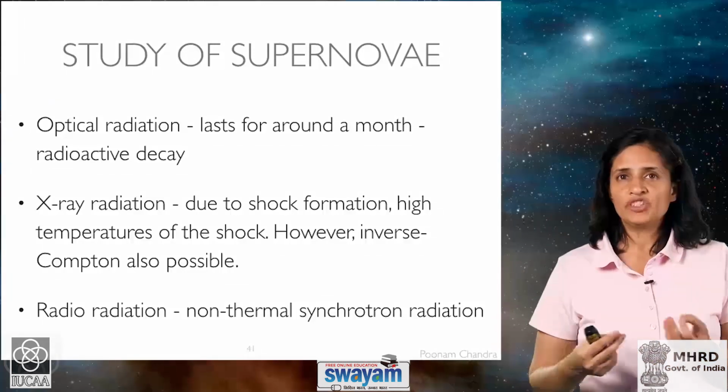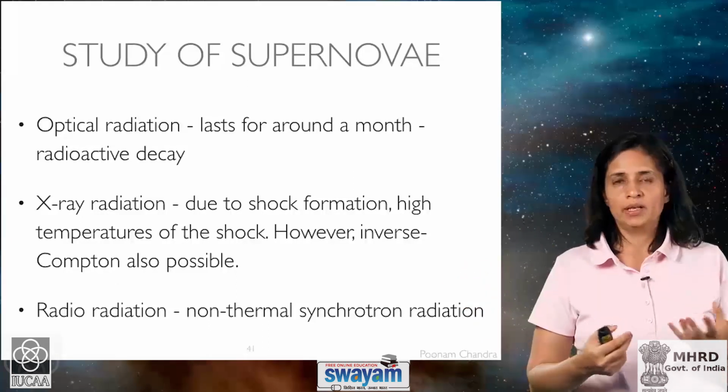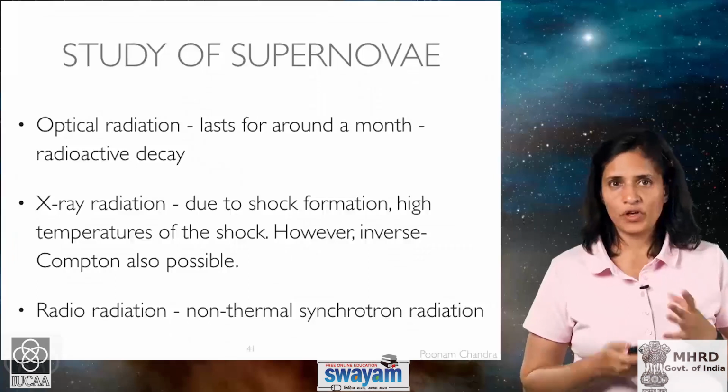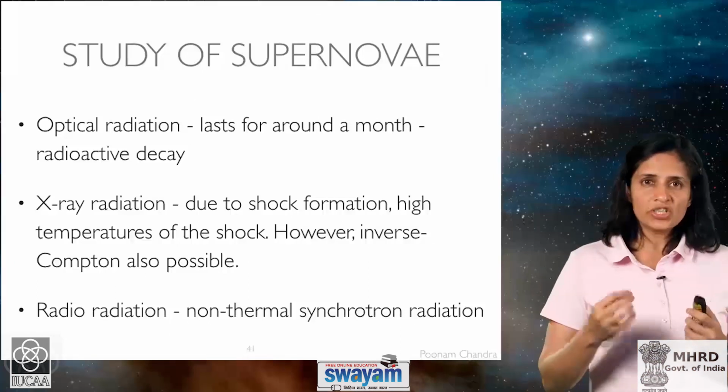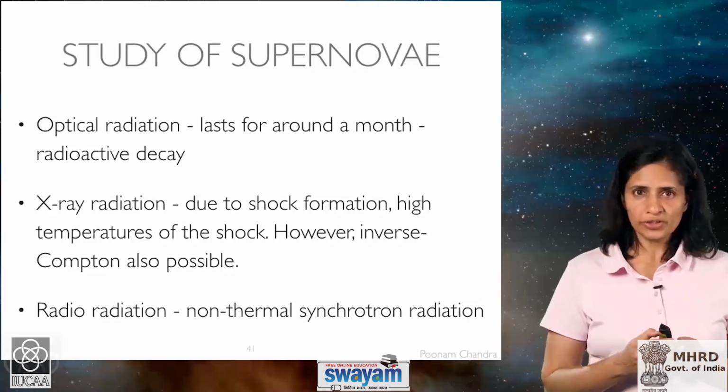X-ray radiation comes just because this explosive plasma is so hot and in such a high density environment. Radio radiation comes from some complex physics which we call non-thermal synchrotron radiation.